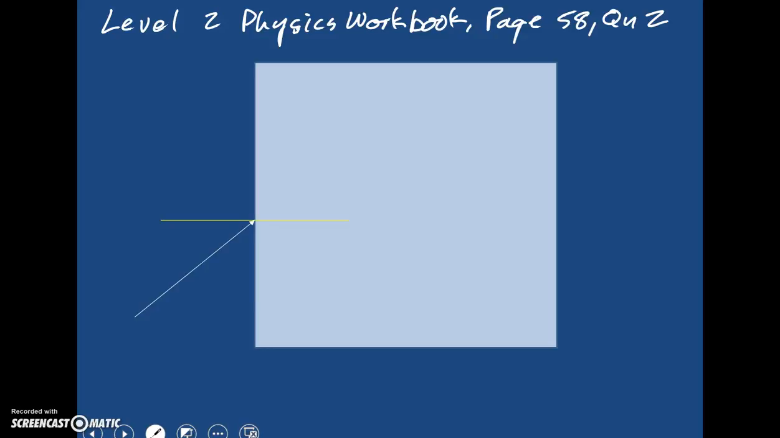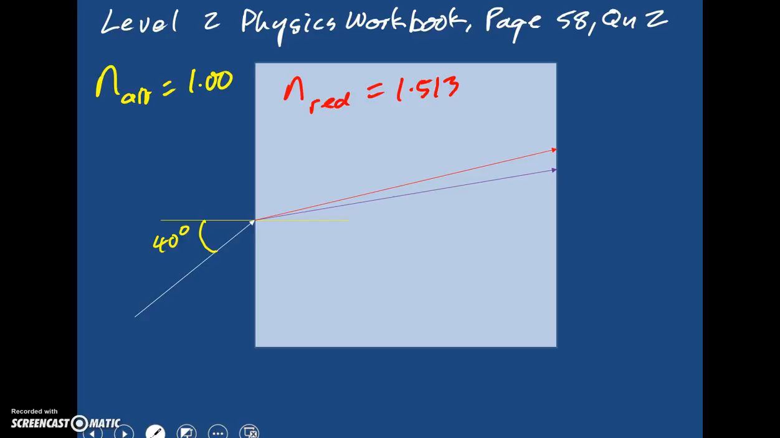It intersects, and we're going to put in a normal there. The violet light bends a wee bit, and the red light bends a little bit less. The incoming angle is 40 degrees. The refractive index in air is 1, and the refractive index of red light in the glass is 1.513, and that's found on the previous page, I think, than 58. And the refractive index of violet light is a wee bit higher, which causes it to bend a bit more in. I'm going to continue the normal all the way across because that'll be useful.